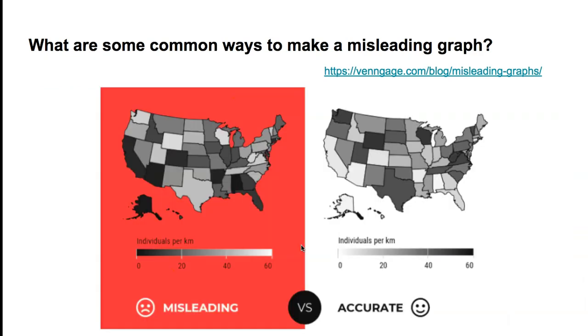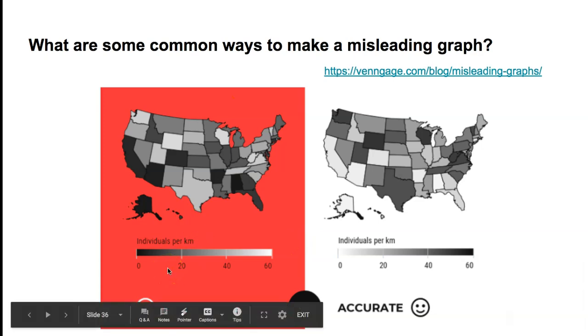And only a couple more graphs. This one's misleading. The one on the left is misleading. This is individuals per kilometer. It's more common, I think, and just visually, usually darker colors indicate more density, but they've switched the colors. So a lighter color is less density and a darker color is more dense.